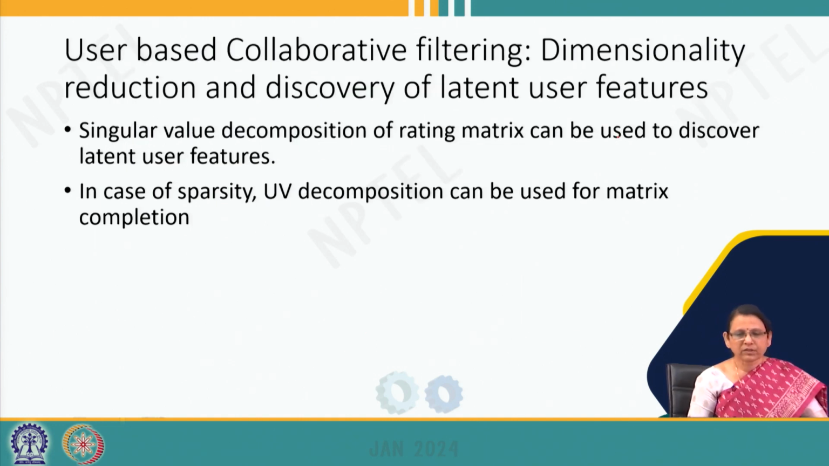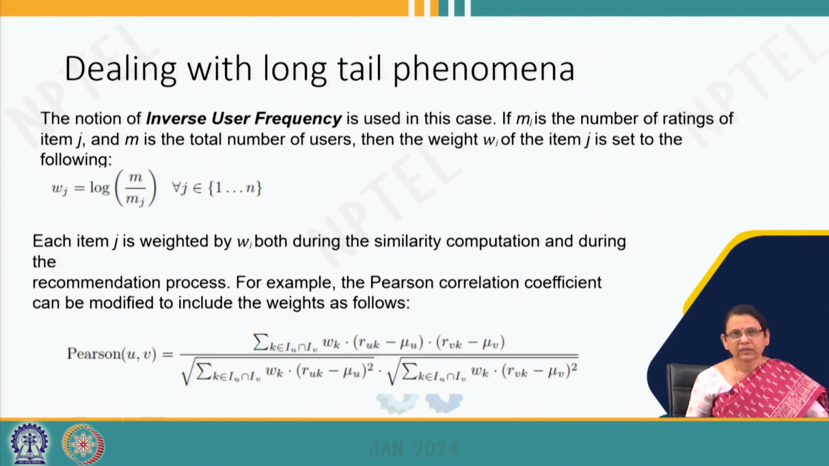Okay, so, now in user based collaborative filtering, the dimensionality reduction and discovery of latent features also is very important. So, I think I will be stopping here and directly going. So, few slides I will be adjusting in next lecture. Okay. So, in case of user based collaborative filtering, we also have to take care of the long tail phenomena. So, in case of long tail phenomena, we have to make some kind of adjustment to the similarity matrix.